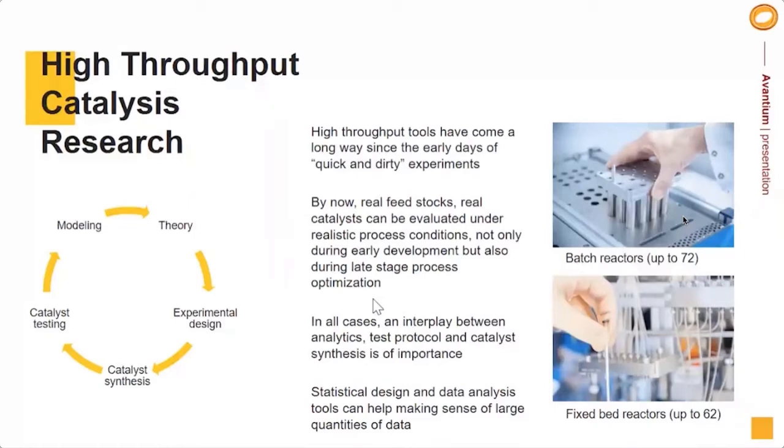Now, in Avantium, we have two general technologies. One is batch reactors, which you see at the right. We can do up to 72 small autoclave reactors in parallel. Or we can do a continuous reaction, and that's really the industrial conditions. That's fixed bed reactors, and then we can test up to 62 reactors in parallel. And then I go to the next slide. I'm going to show you some examples of how we have used this technology.